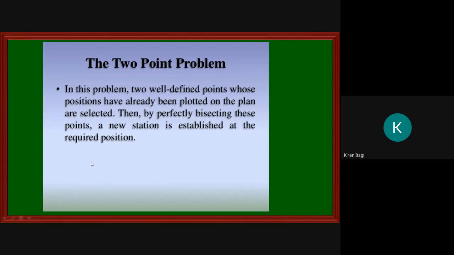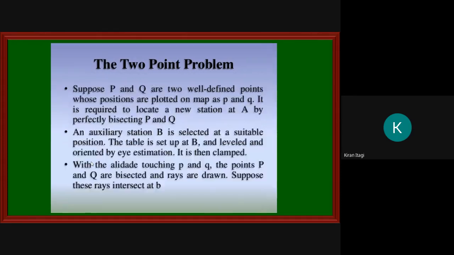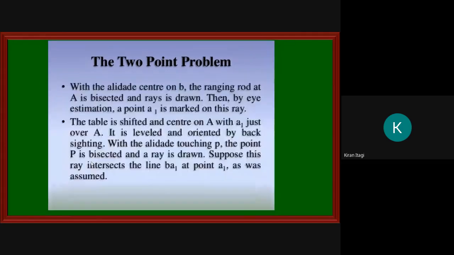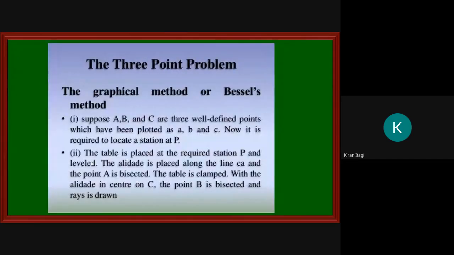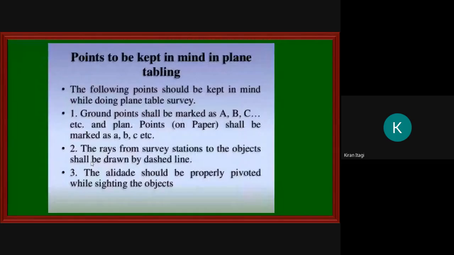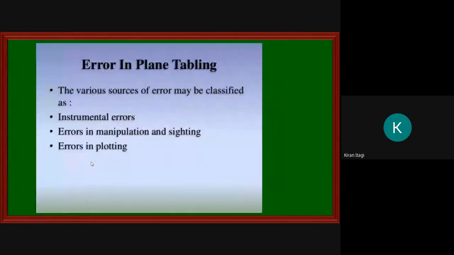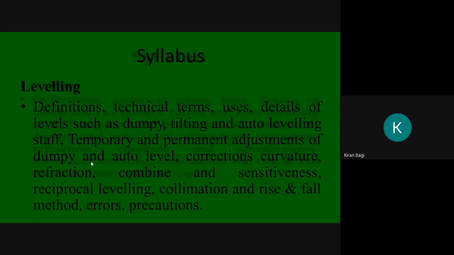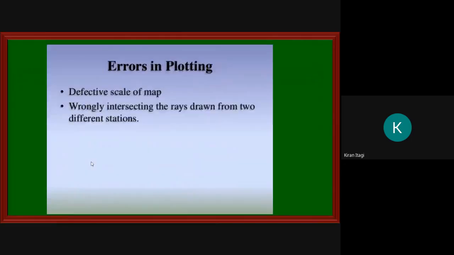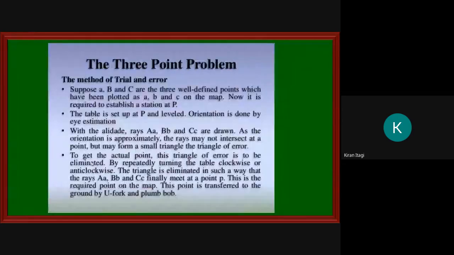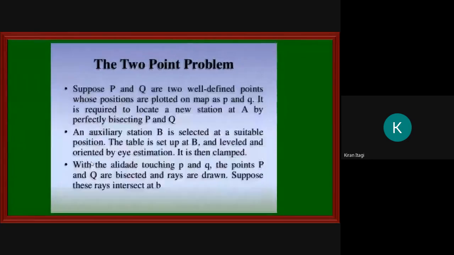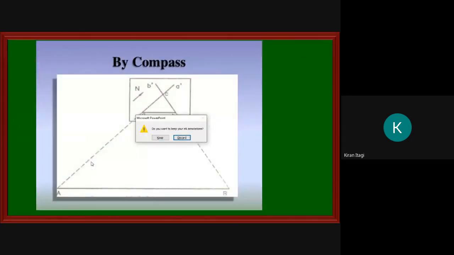For your syllabus, resection method for backsighting, compass, we have seen it. Okay. Resection after orientation by 3-point problem is there. There is 2-point problem also. 3-point problem is there. So I guess plane table has been completed. Then we have leveling next. Okay. So already 11 now. Tomorrow I will continue.